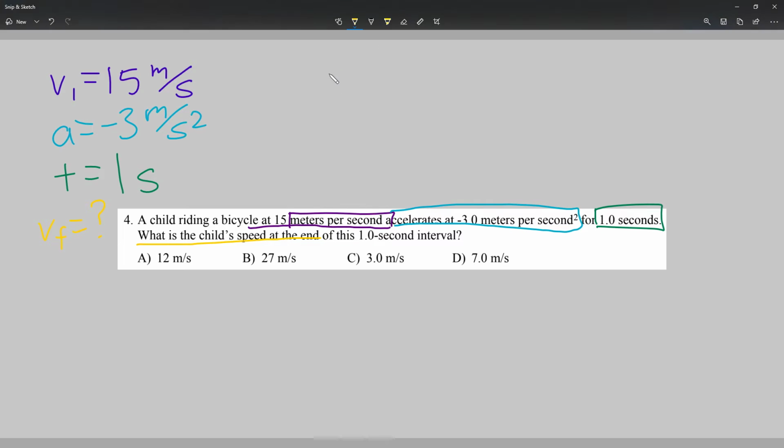That formula over there. So VF is equal to VI plus AT. Right. So VF is equal to 15 plus -3 times 1, 15 minus 3, and that gives you 12 meters per second. So it's going to be A.